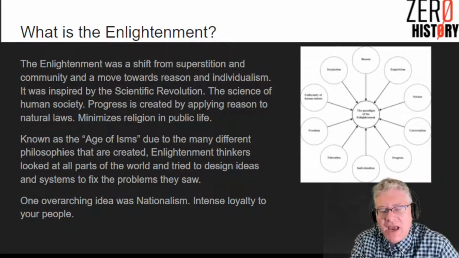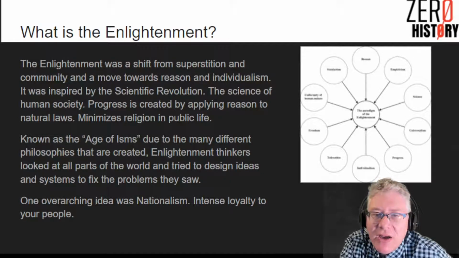This is kind of a side note, but one of the things that we'll see in this time period too is nationalism, which is one overarching idea that a lot of these folks believe as well. That's intense loyalty to your people or your country.